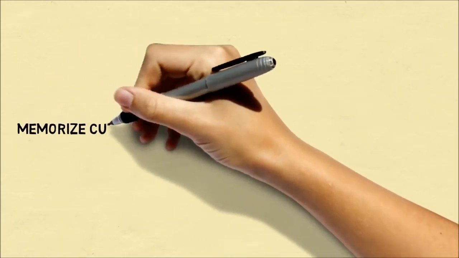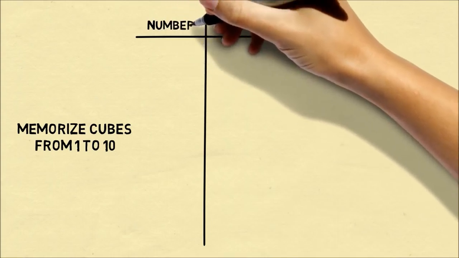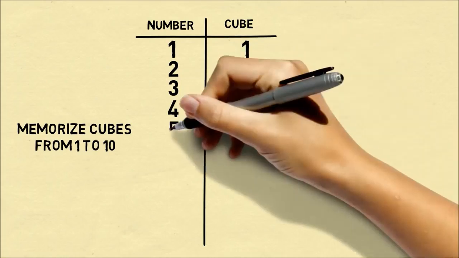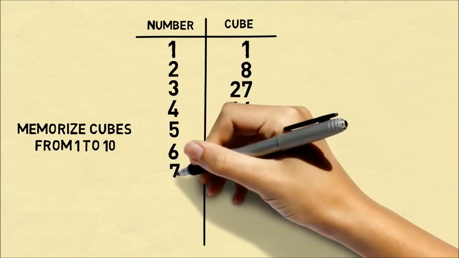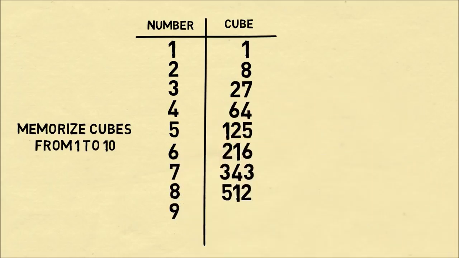So to do the trick, you first have to memorize the cubes of each number from 1 to 10. The cube of a number is the number multiplied by itself 3 times. So the cube of 1 is still 1, the cube of 2 is 8, the cube of 3 is 27, and I'm going to keep writing the cubes of each number. So you may know some of these, otherwise to do this trick you'll have to memorize these 10 numbers.